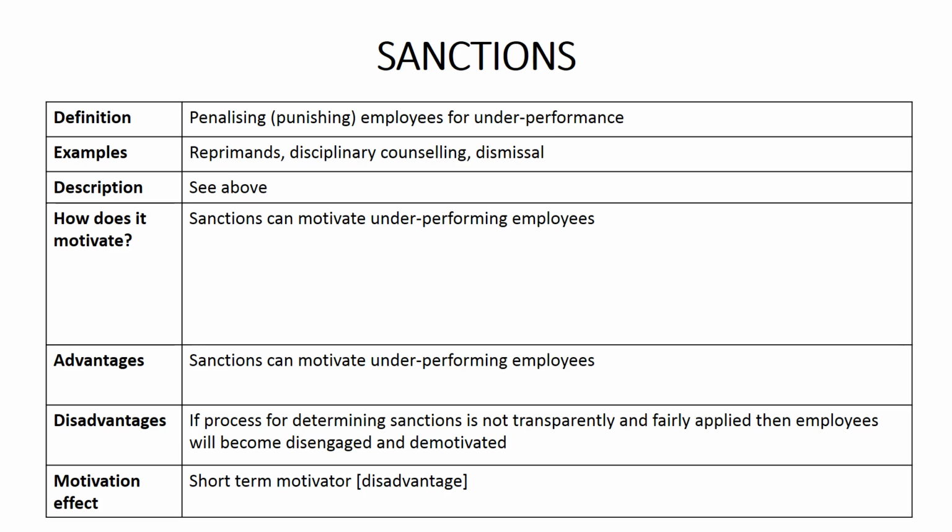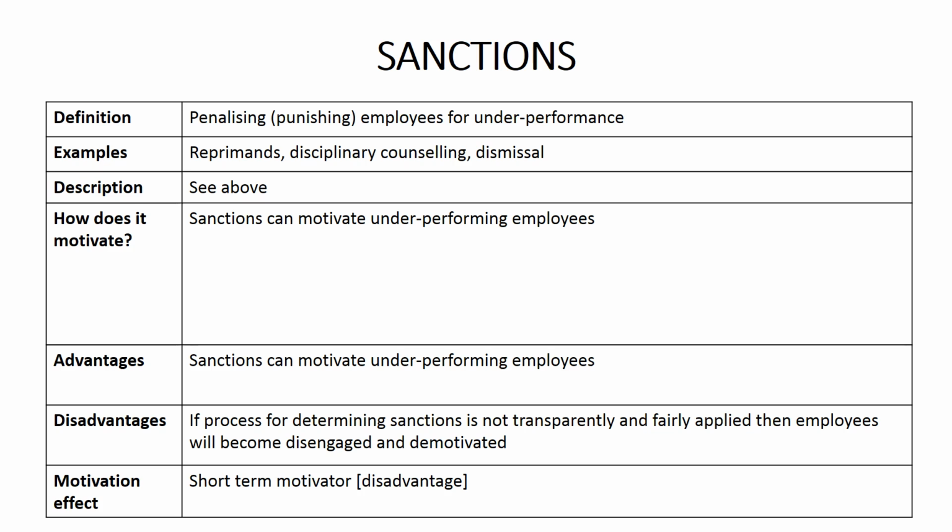I've set out 3 examples of the kinds of sanctions that a business can use against an employee who is underperforming. First, reprimands, that is a telling off. Second, disciplinary counselling, that is a warning to improve performance accompanied by an agreed plan to improve performance where a failure to comply with that plan will result in more serious action against the employee. And third, as a last resort, dismissal.